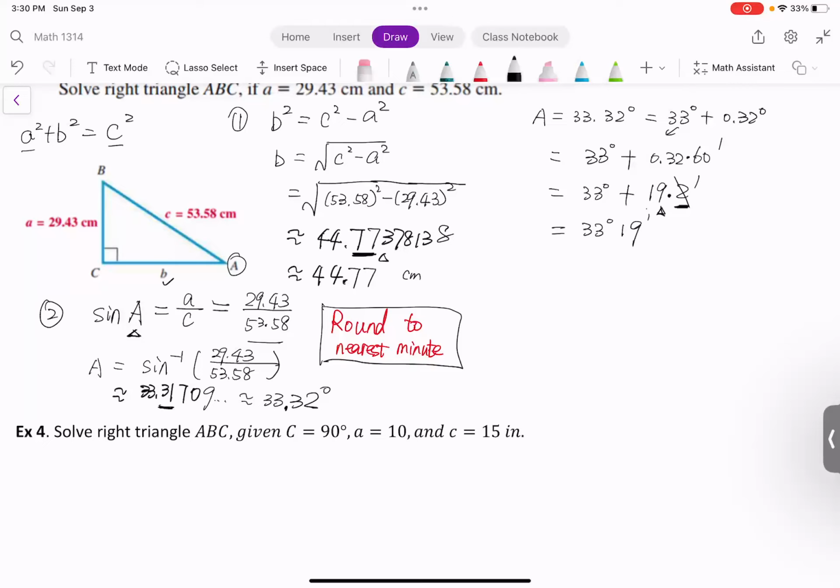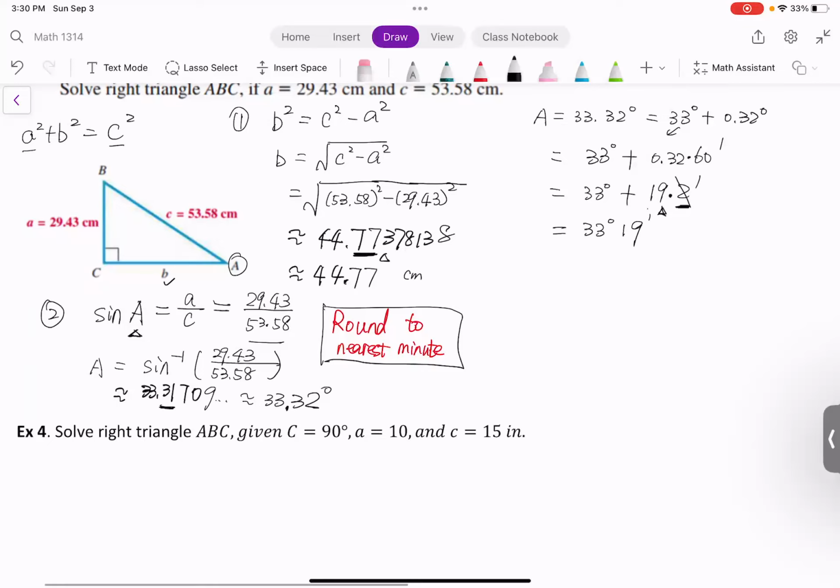The missing information, angle B. Do I need to use the trig function to find the B? That's too much work. So angle B, I know that A plus B is 90. Let's use 90 minus angle A. We're having 90 minus 33 degrees, 19 minutes. So convert the 90 into 89 degrees, 60 minutes, minus 33 degrees, 19 minutes.